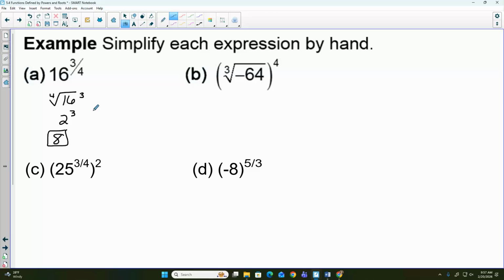So if I wanted the cube root of negative 64 to the fourth, what is the cube root of negative 64? So it's saying what to the third power equals negative 64? And then what is negative 4 to the fourth? If you put it in the calculator, look, the negative 4 is in parentheses, the fourth is on the outside. 256.